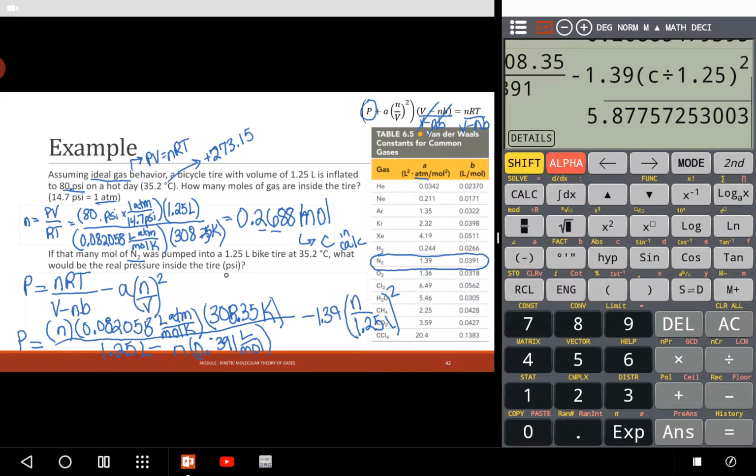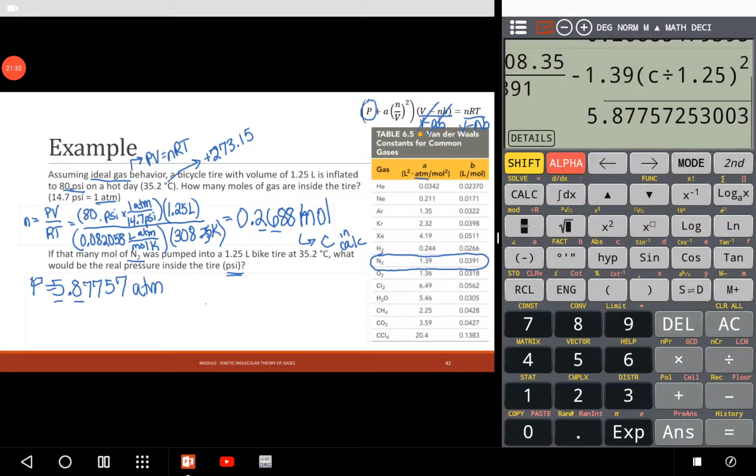But I'm being asked for a pressure in PSI. So I'm going to erase this so that I can now convert my pressure into PSI. So I got my pressure, and now I have to cancel out the atmospheres.